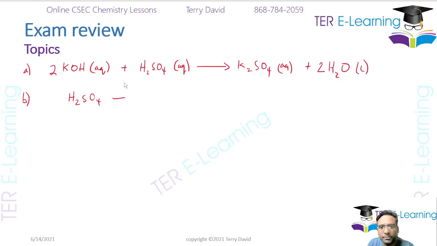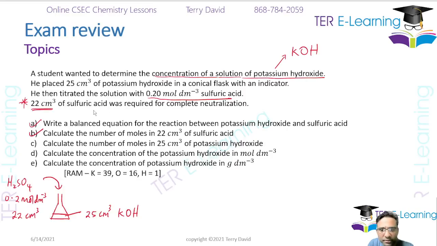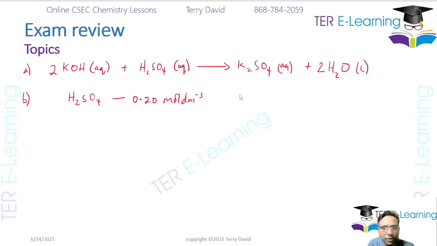0.20 mole per dm cube, right? That's my concentration of my sulfuric acid, and we use 22 cm cube of the sulfuric acid. So therefore, I need to put this somewhere here, right? So I use 22 cm cube, right?